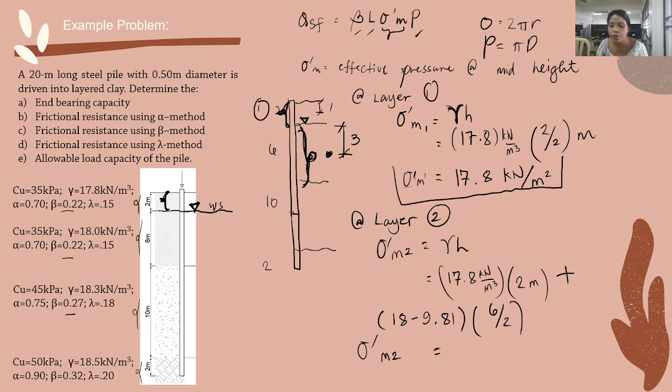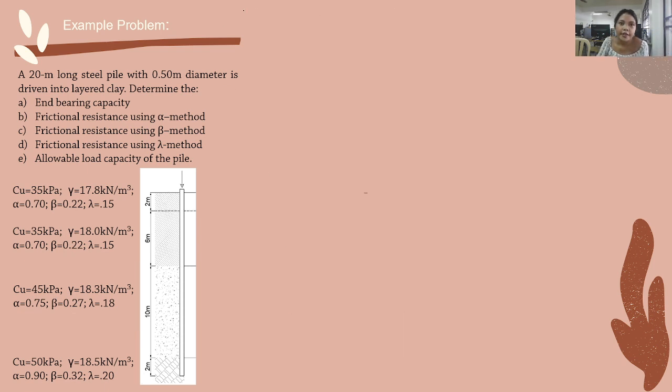That is equal to 60.17 kilonewton per square meter. Okay, next, we have layer 3. So, at layer 3, intindihan po. Layer 3, we have here ito.